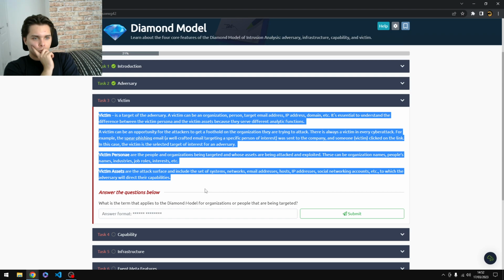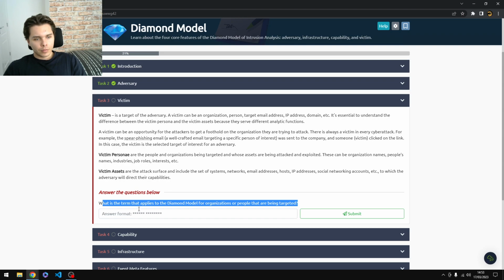For example, a spear phishing email, a well-crafted email targeting a specific person of interest, was sent to the company, and someone, the victim, clicked on the link. In this case, the victim is the selected target of interest for an adversary. Victim personae are the people and organizations being targeted and whose assets are being attacked and exploited. These can be organization names, people's names, industries, job roles, interests, etc. Victim assets are the attack surface and include the set of systems, networks, email addresses, hosts, IP addresses, social networking accounts, etc., to which the adversary will direct their capabilities.